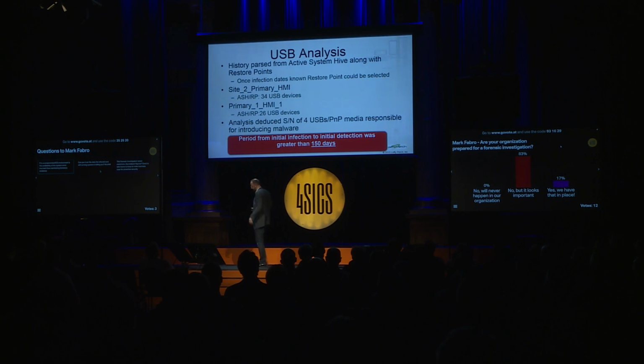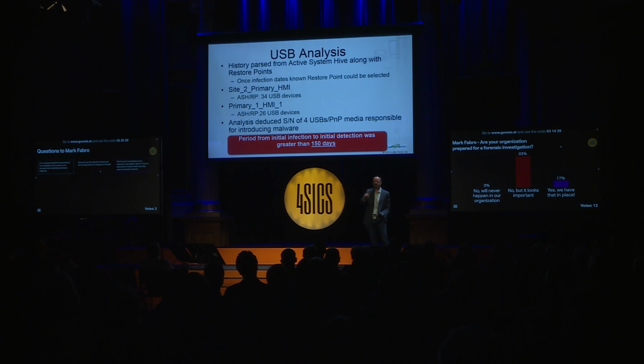The analysis got pretty interesting because when we parsed out all the active Hive information compared to the prefetch files, we found that there were 34 unique USB devices that at some point in time were introduced to the primary HMI at the offsite, and there were 26, going through restore points and system hives, on the primary HMI. The primary one, HMI one, is the one where that phantom engineer said, oh, by the way, you're infected.